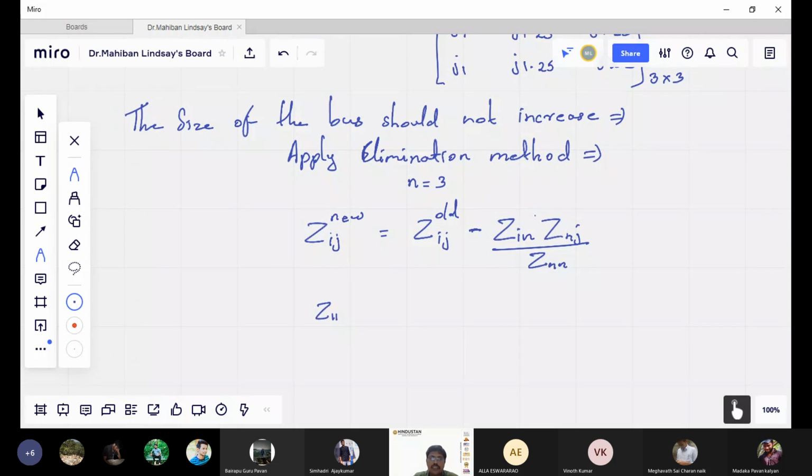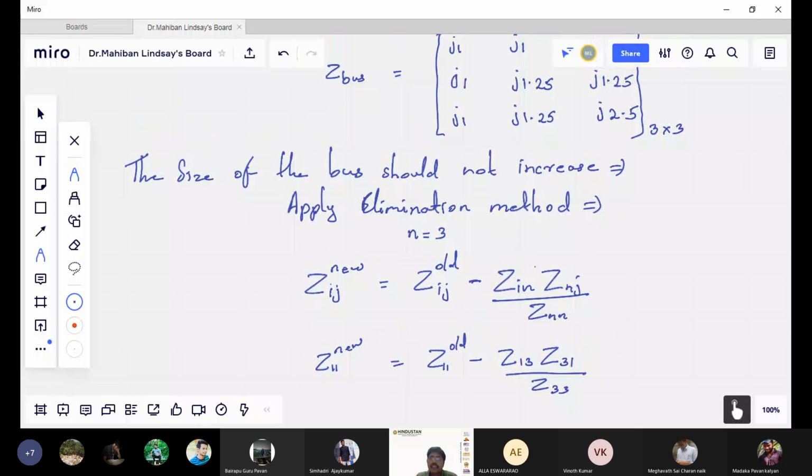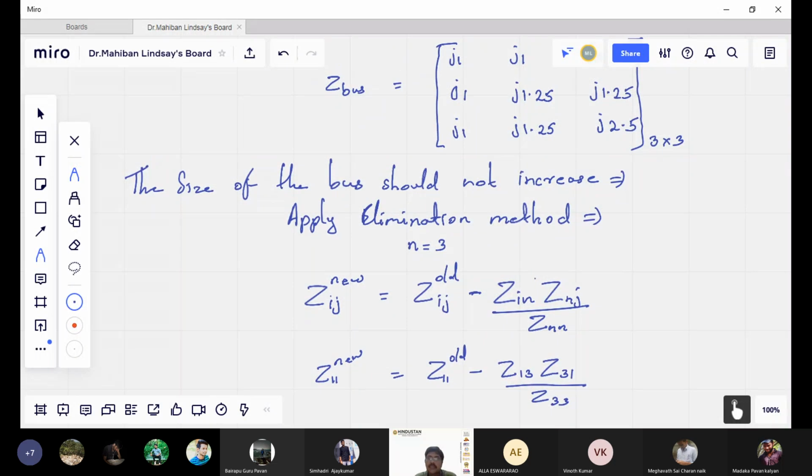That means i is equal to 1, j is equal to 1. That is equal to the new value, Z11 old value, minus Z13 multiplied by Z31 divided by Z33. Now listen, all the Z values are there in the matrix. In the above matrix you can get all the values and you can find the new value.